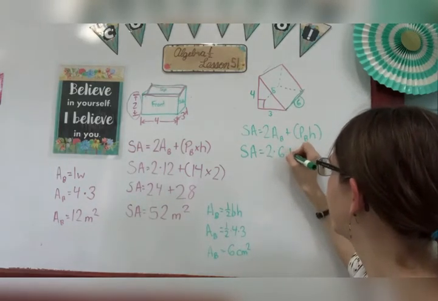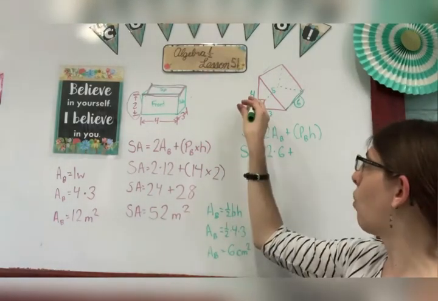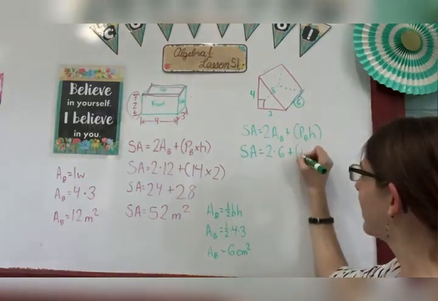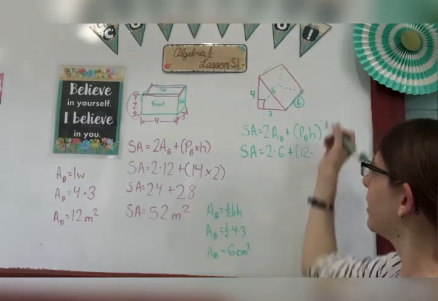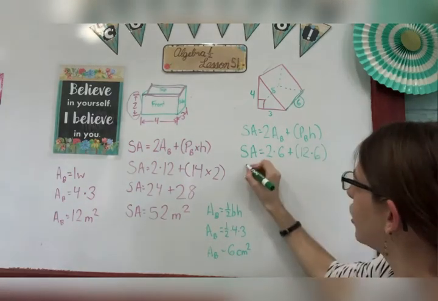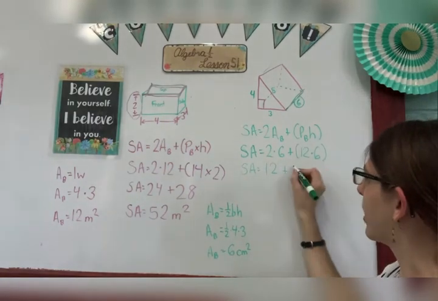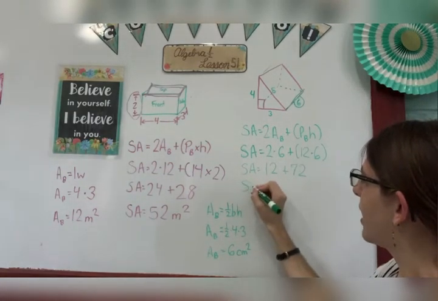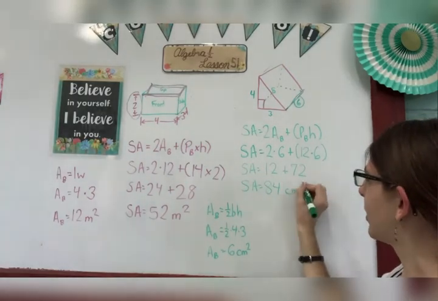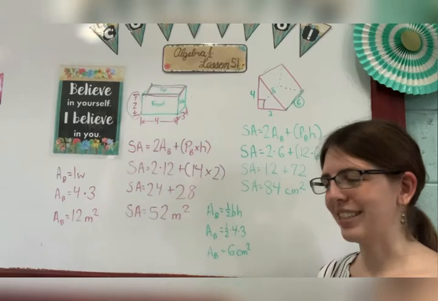2 times 6 plus, now the perimeter of the base. So I add up all the sides. 4 plus 3 is 7 plus 5 is 12. So the perimeter of my base is 12 times the height, the line connecting the two bases, which is 6. Do my multiplication. 2 times 6 is 12 plus 12 times 6 is 72. Now I add them together. 12 plus 72 is 84. My units are centimeters squared. All right, now pause and do your practice.